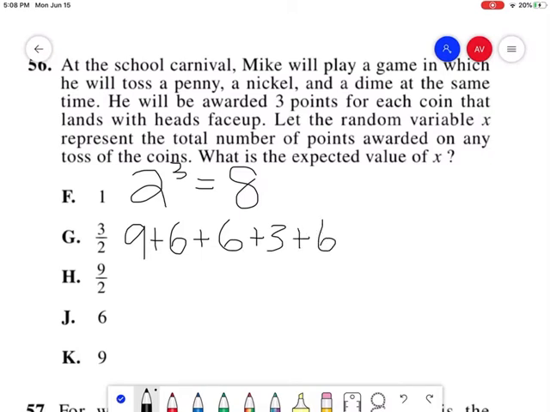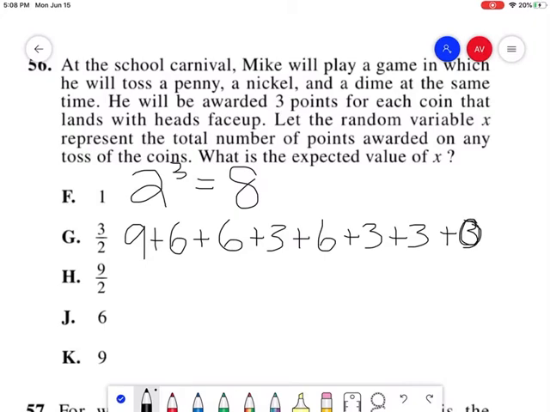The next would be tails, heads, and tails, which would give us 3 points. The next would be tails, tails, and heads, which would also give us 3 points. And finally, tails, tails, and tails, which would give us 0 points. So I'm just going to fix that right there.